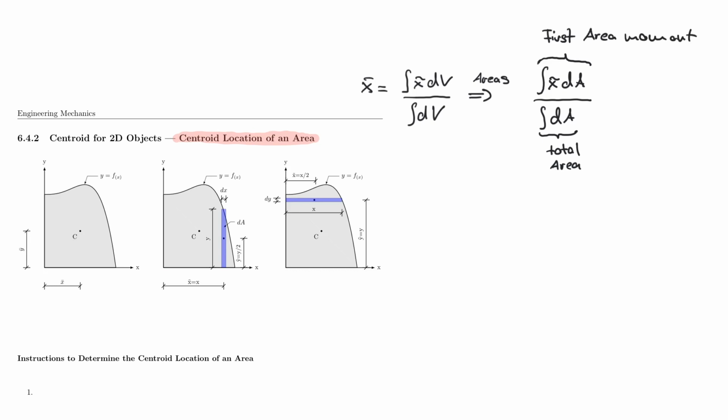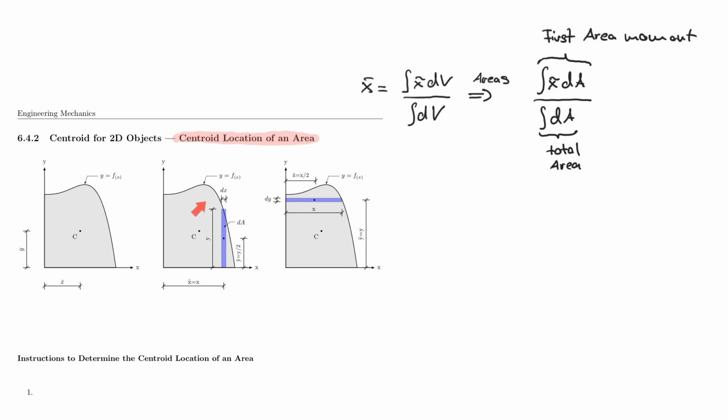So you sometimes read in textbooks "first area moment." Why is it an area moment? Because you have an area times the lever arm, and something times the lever arm is considered a moment. Later on we'll talk about second area moments, but for now this is the first area moment because x is linear in this case.